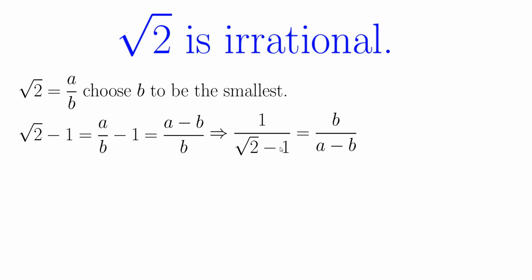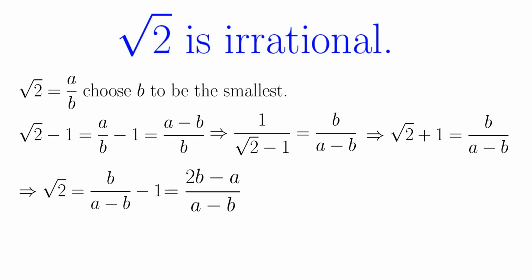If you look at the left side, 1 over square root of 2 minus 1, we can simplify that by multiplying by the conjugate of the denominator. The conjugate of the denominator is square root of 2 plus 1. If we multiply the numerator and denominator by square root of 2 plus 1, we get square root of 2 plus 1 over 2 minus 1, which is 1. So square root of 2 plus 1 is equal to b over a minus b. Subtracting 1 from both sides, we get 2b minus a over a minus b.